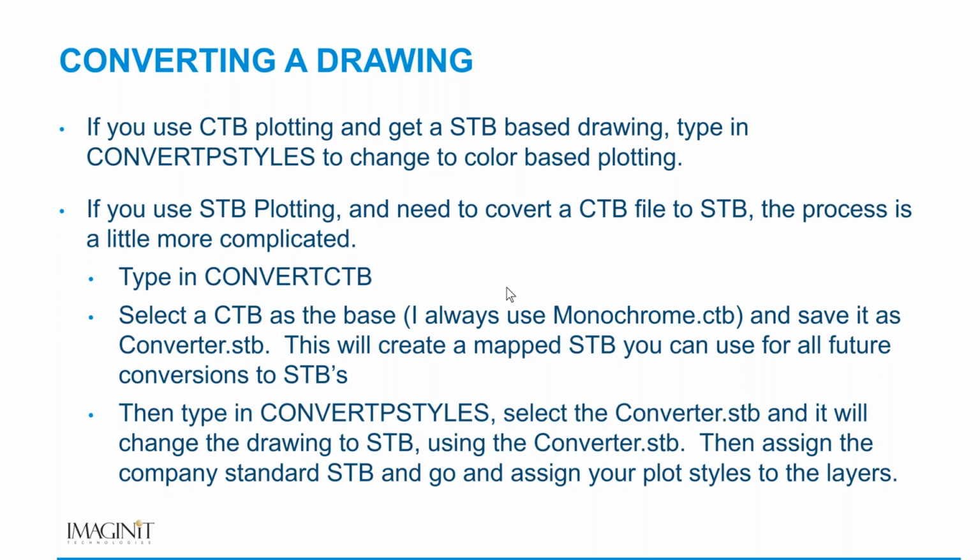Now, if you use STB plotting and need to convert a CTB file to STB, the process is a little more complicated. We first type in CONVERTCTB. We select a CTB as the base, and I always use the monochrome CTB and save it as converter.stb. This will create a mapped STB that you can use for all future conversions, so you only need to do this once. And then you run CONVERTPSTYLES, select the converter STB, and it will change the drawing to STB using the converter. Then you can assign your company standard STB and go through and assign your plot styles to the layers. I know that sounds like a lot. It's actually not terribly difficult, and I'm going to walk you through that.